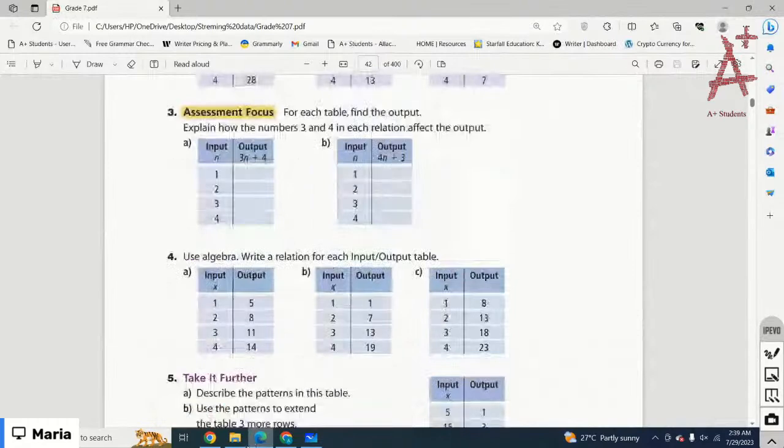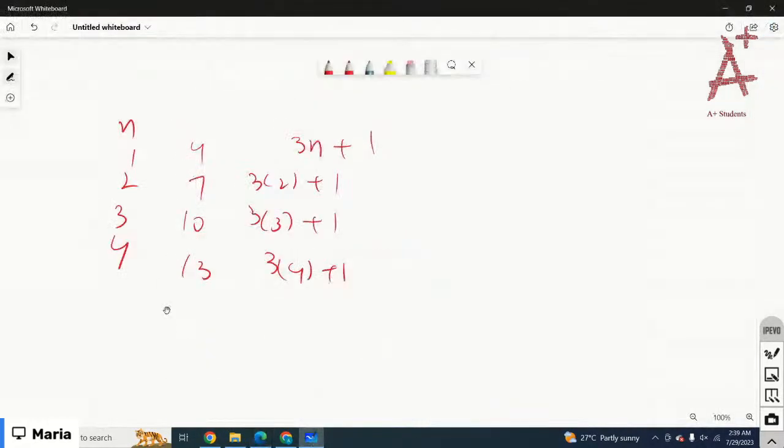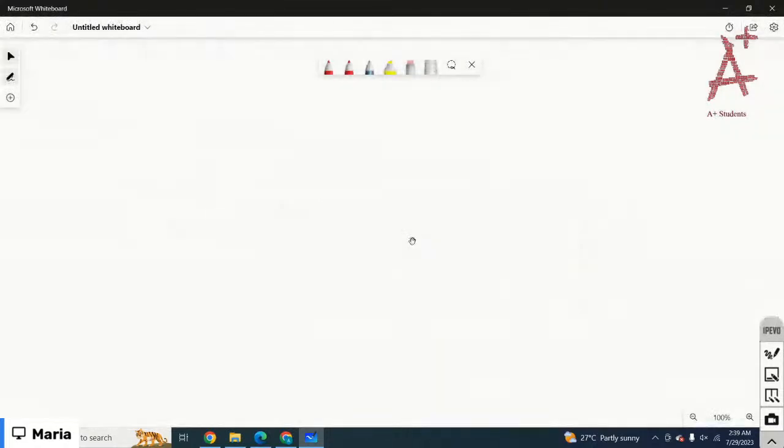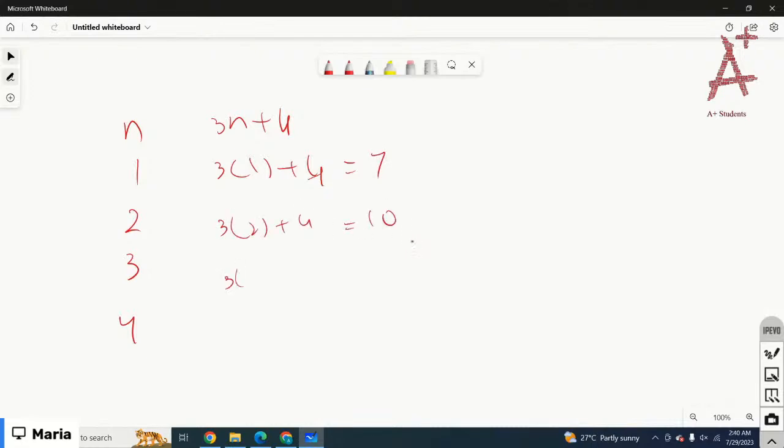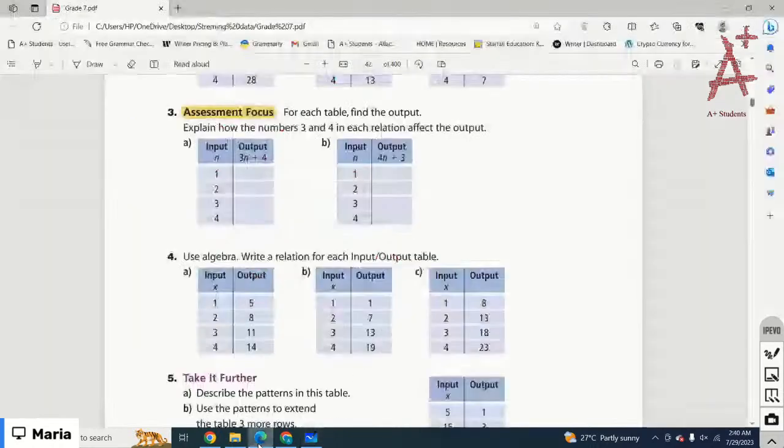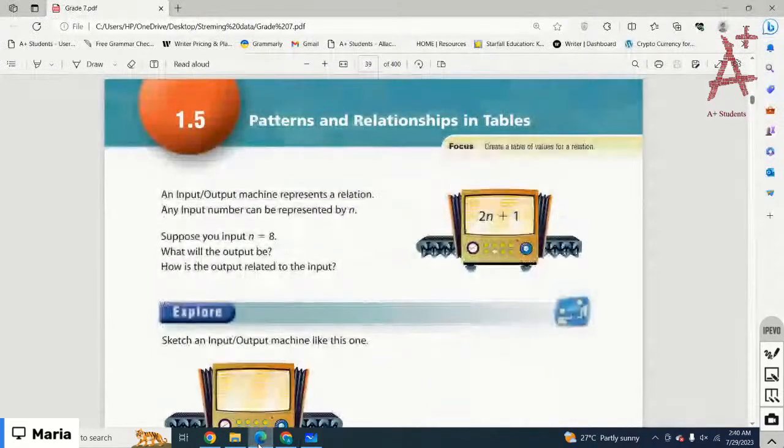Okay, let's do question number 3a. 3n plus 4. 1, 2, 3, 4. Just replace the n with the values. 3 times 1 plus 4, that is 7. 3 times 2 plus 4, that is 10. 3 times 3 plus 4, that is 13. And then 3 times 4 plus 4, that would be 16. Got it? So you have to do the same thing. You could just look at question number 5.